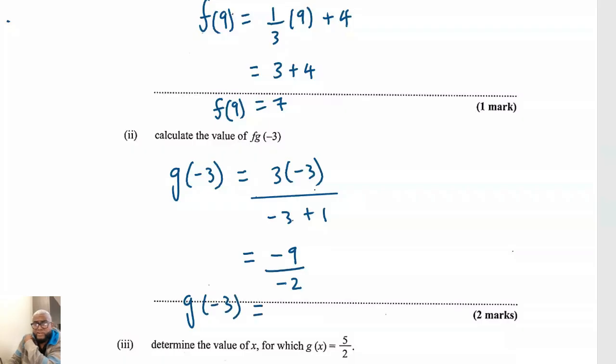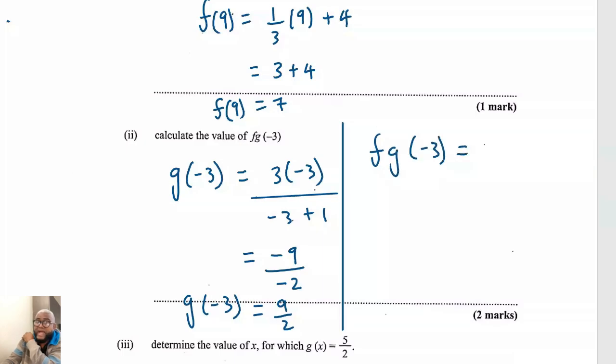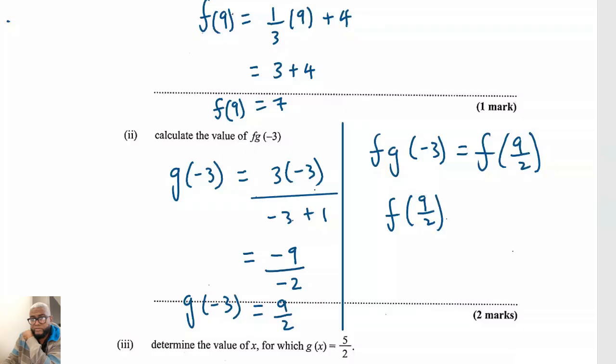G of negative 3 will be equal to, the most you could say is a negative divided by negative is a positive. So that's 9 over 2, right? Now, points to note: fg of negative 3 is actually the same as finding f of whatever we found g of negative 3 to be. What is g of negative 3 equal to? 9 over 2, right? So f of 9 over 2 is what we're really trying to find now.